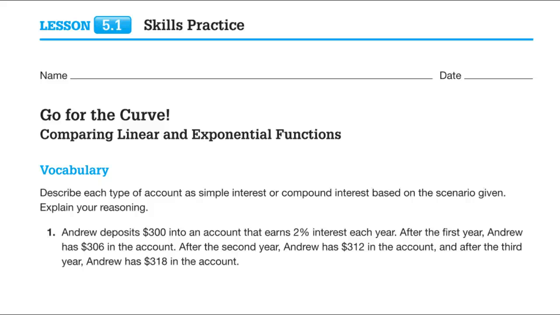Hey guys, welcome to the homework review for lesson 5.1. This was our first lesson in the new unit for exponential functions.